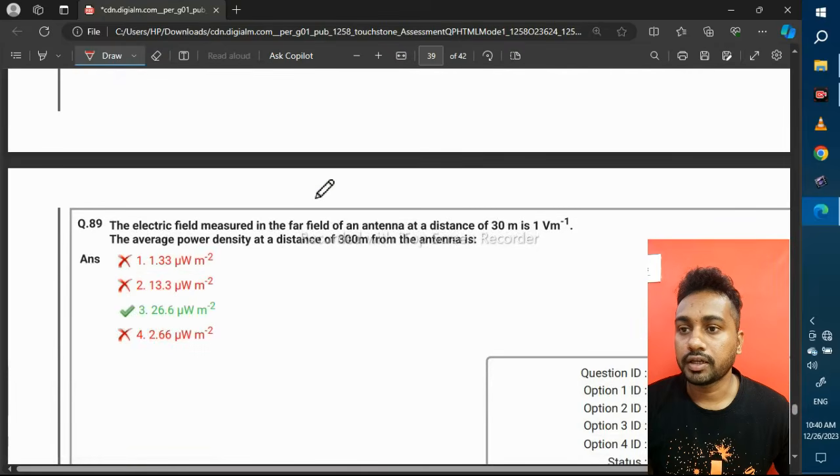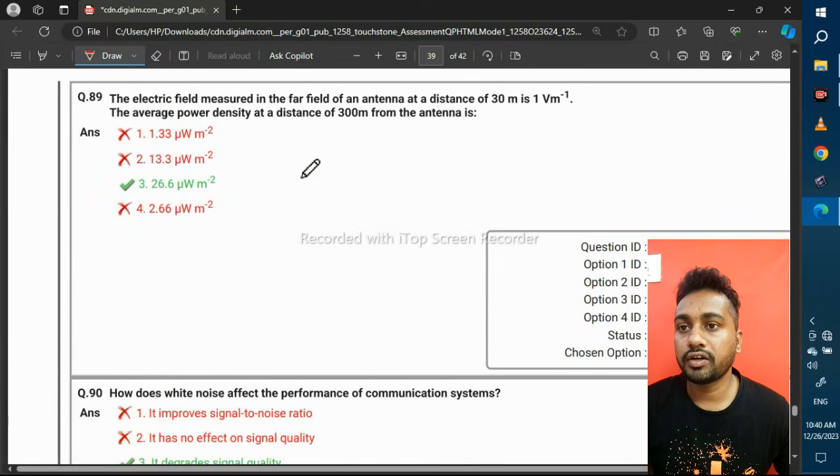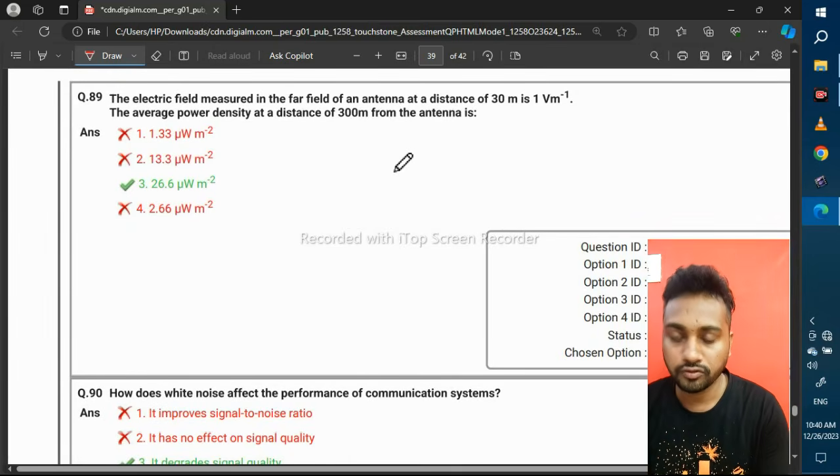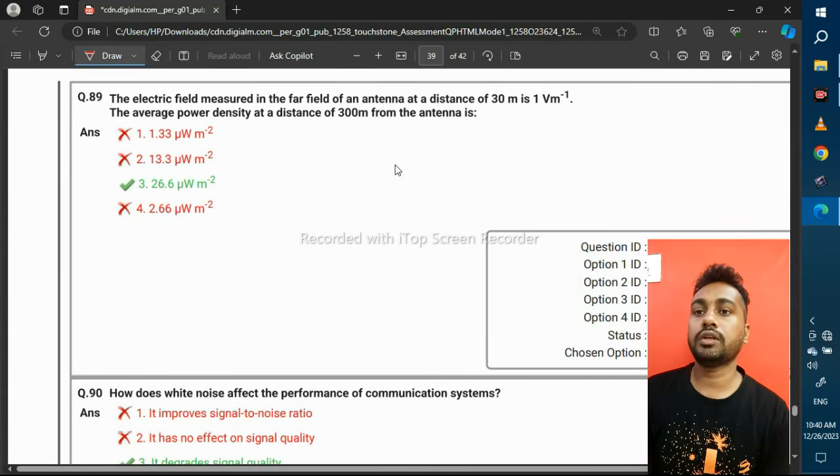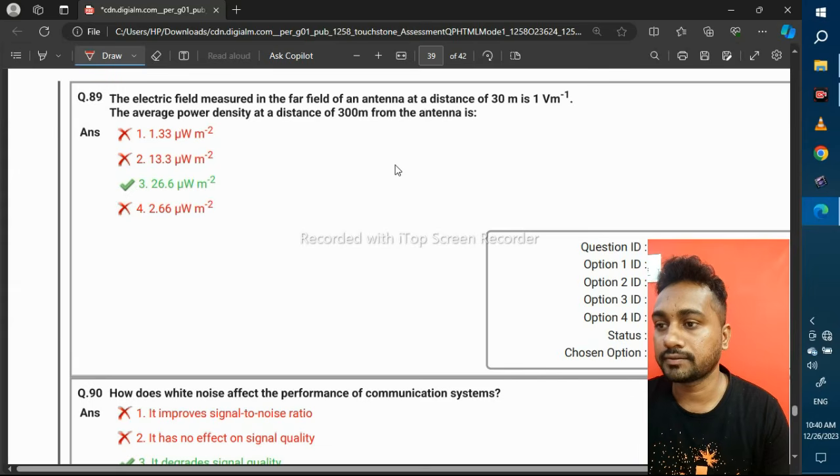The electric field measured in the far field of an antenna at a distance of 30 meter is 1 volt per meter. The average power density at a distance of 300 meter from the antenna is.